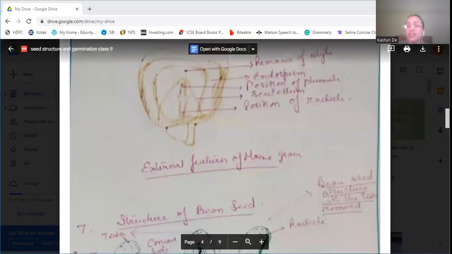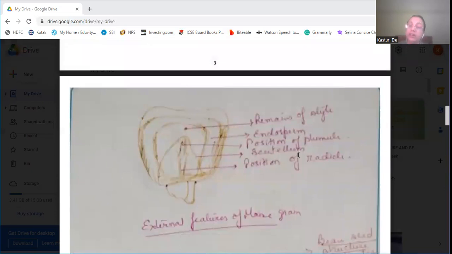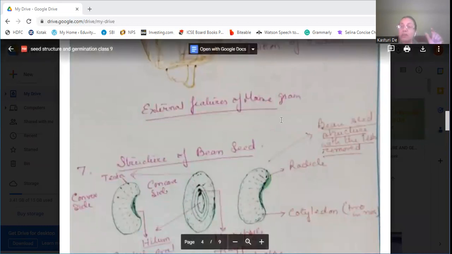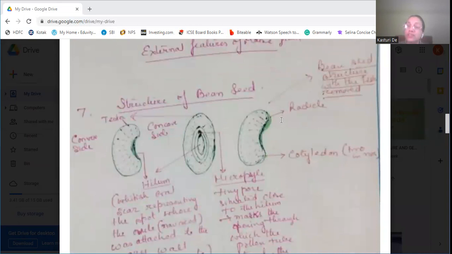See, there is a dotted-like structure, which is the remains of the style, where the style was attached to it. When it disintegrated, that scar is left, which is the remain of the style. Then the endosperm layer we can see. And in the middle, we will see the position of the plumule and the radicle, one above the other. The plumule is above, radicle is down. And on the side, there's a mountainous type structure that is known as scutellum. So this is the external feature of the maize grain. Now the maize grain is a monocot seed. It has only one cotyledon. Now we come to the structure of a bean seed, which is a dicot seed.